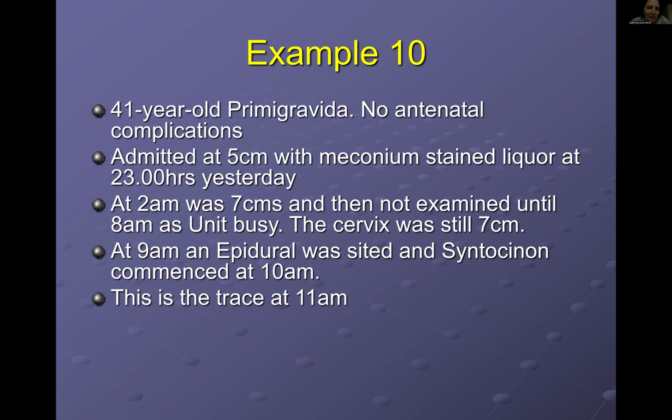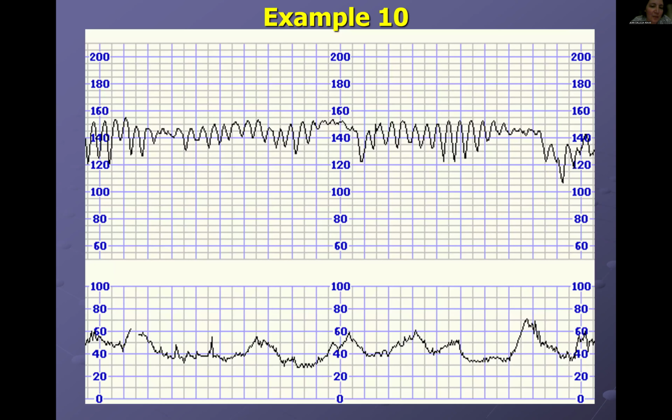6 hours passed and she was 7 centimeters with meconium. And at 8 a.m., when there was the change of shift, she was still 7 centimeters dilated. So this already doesn't augur well. An hour later, they decided to put in an epidural because the mother was very tired, and they started syntocinon 10. So remember, she has been at 7 centimeters now for 8 hours. And there was a trace done, and lo and behold, this is how it's looking.